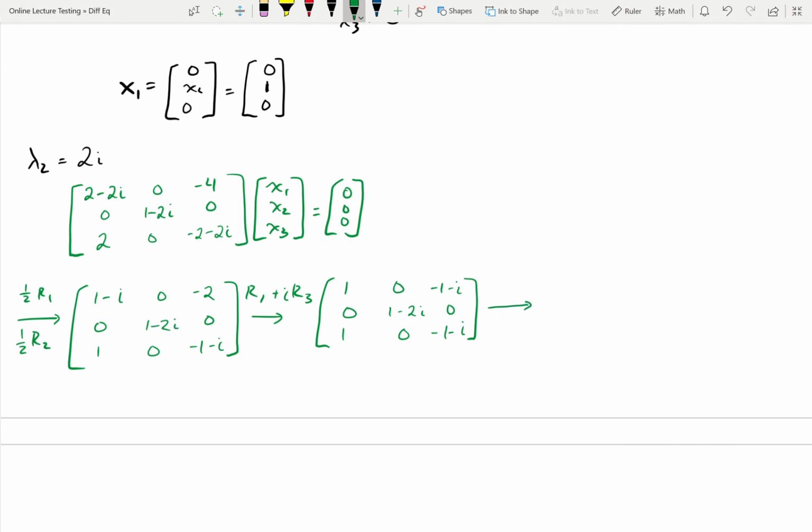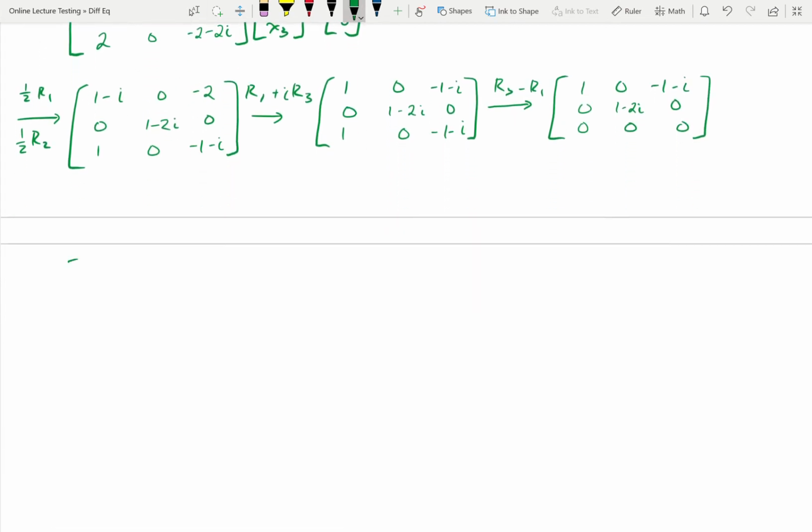Again, be careful when multiplying by i, because i squared is negative 1, and that's where you do have to be careful on these. The next step I did is row 3 minus row 1 to go ahead and get this to 0 here, and this is going to simplify a lot of things for us. So we're going to get [1, 0, negative 1 minus i], [0, 1 minus 2i, 0], and [0, 0, 0]. So that means when we write this out, I now get [1, 0, negative 1, negative i], [0, 1 minus 2i, 0], [0, 0, 0], times our eigenvector once we solve for it.